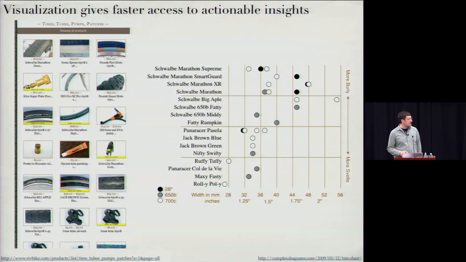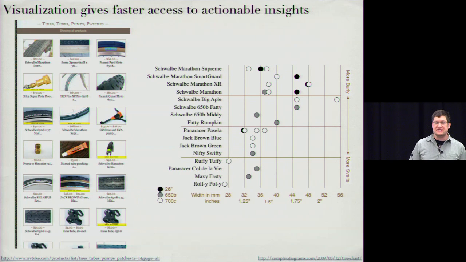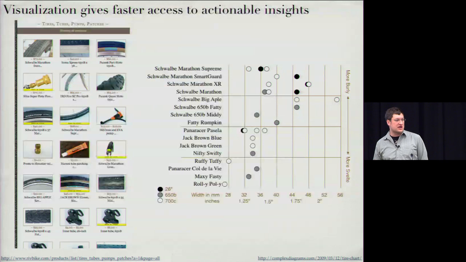So there's a couple of factors going on here. The horizontal axis is the width of the tire. The vertical axis is an intentionally ambiguously named, or unnamed, axis that goes from more burly to more svelte, which is sort of a toughness, weight, speed analog. And then the three colors, the black and the white and the gray circles, indicate the rim sizes. Only one of those is actually going to fit on your bicycle, so you can very quickly filter out the colors of the dots that are not the tires you're looking for.